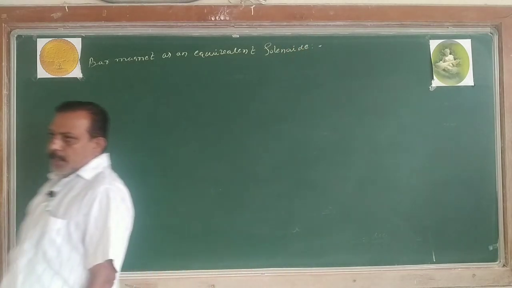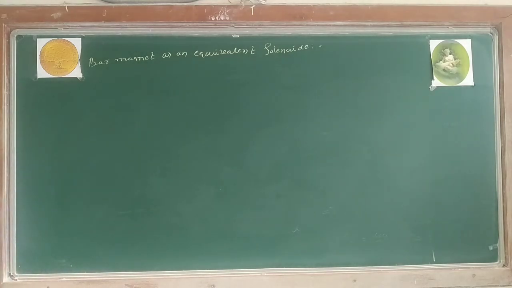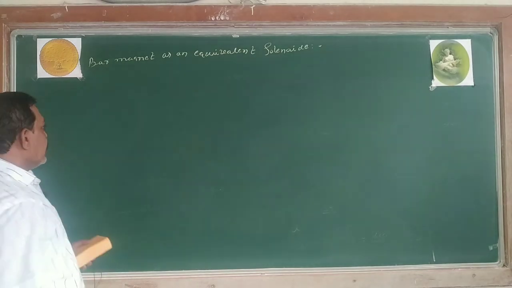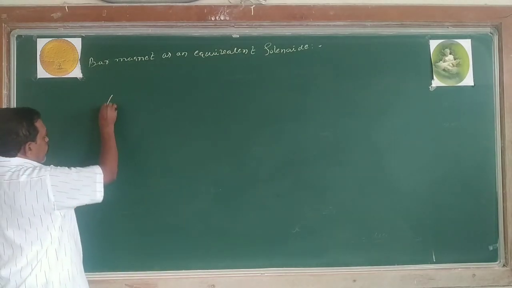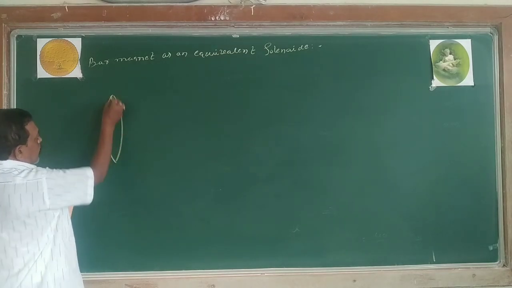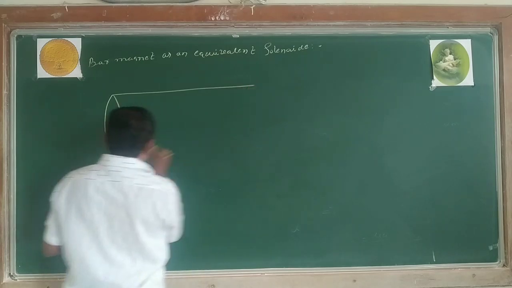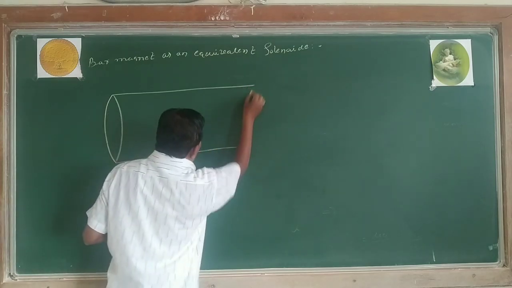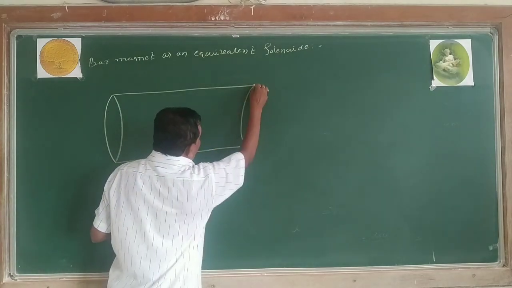Current carrying solenoid acts as a bar magnet, that should be proved in the form of an equation. So, I consider a solenoid on which n number of turns are wound. Now, this is the cylindrical base where a number of turns are wound on the solenoid.